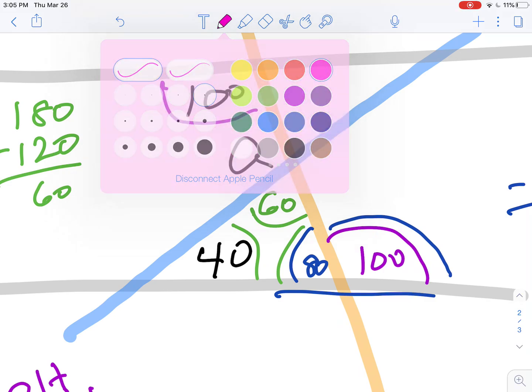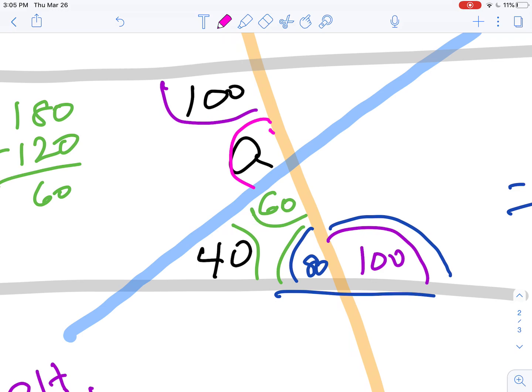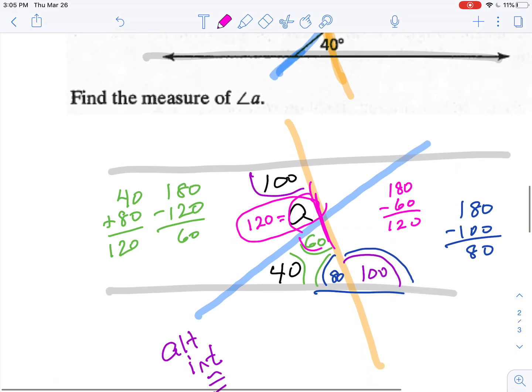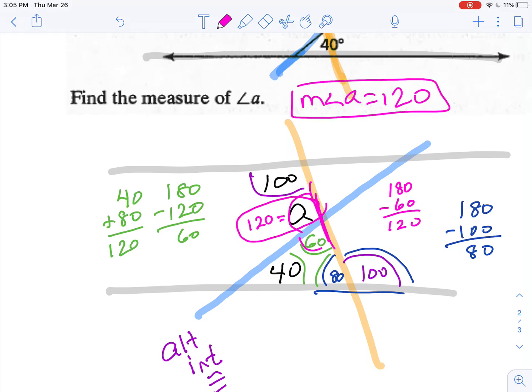All right, now we're almost done. We know that this angle right here and this angle right here make a straight angle. A straight angle has 180 degrees. We already have 60 degrees. So that means that A has to be 120 degrees. And that's our answer.